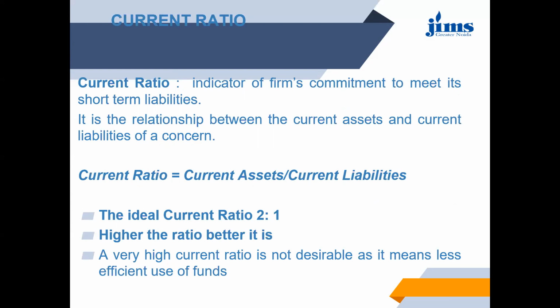Obviously current liabilities have to be paid out of current assets. So after that also the company needs some current assets in the form of cash or cash in bank or in the form of stock. So a very high ratio means the idle funds are lying. So that extra funds can be invested somewhere, in marketable securities or short-term assets, to get the return.